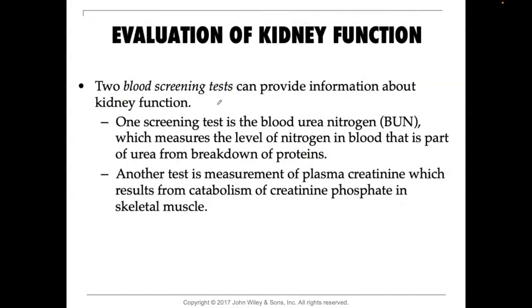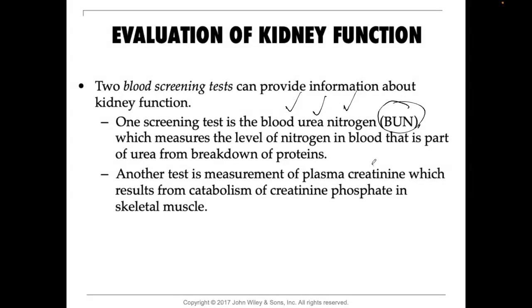Two other blood tests. These are now blood tests. These are not done through urine, but two blood tests that could be done. One's called BUN, which stands for blood, urea, and nitrogen. And it measures the level of nitrogen in the blood that's part of urea, which comes from the breakdown of proteins. So BUN is one.